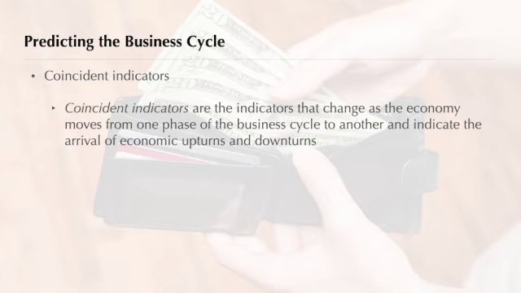Some indicators provide information about the current status of the economy. These coincident indicators change as the economy moves from one phase of the business cycle to another and tell economists that an upturn or a downturn in the economy has arrived. The most important coincident indicators include personal income, sales volume, and industrial production levels.